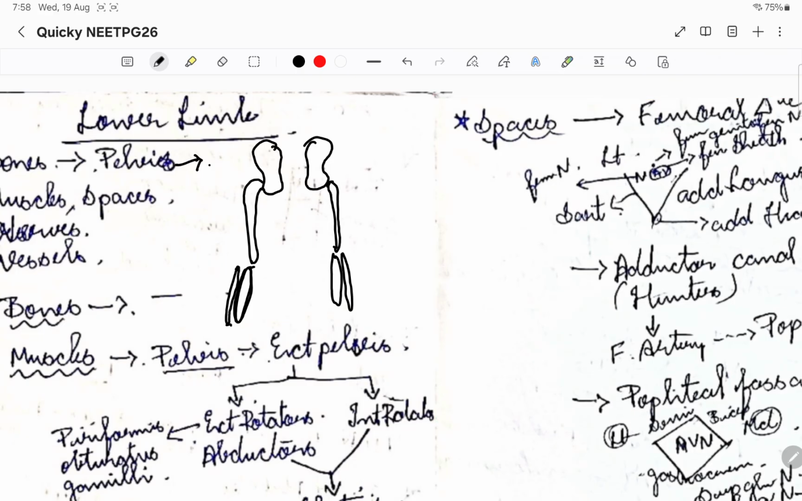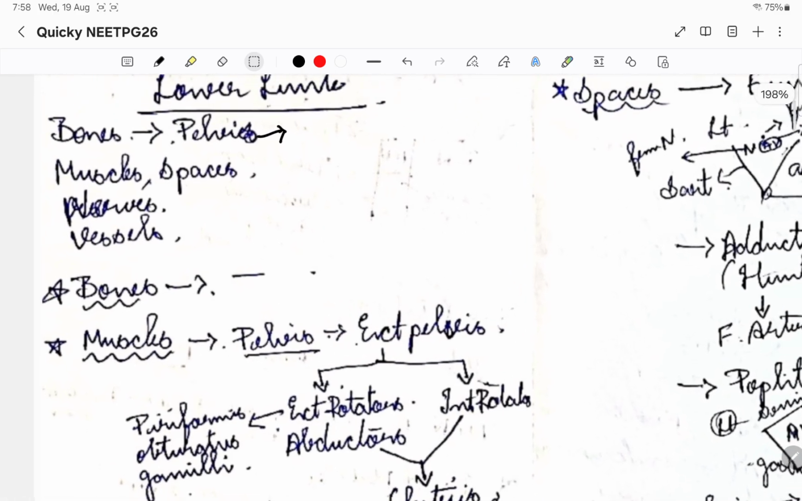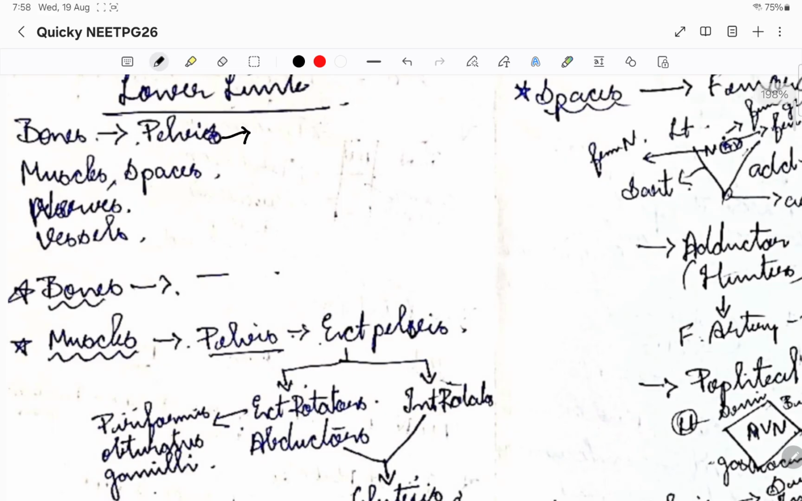Then there are the tarsal bones, just like the carpal bones. Then there are the phalanges. Before that, there are metatarsals and the tarsal bones. So these are the bony structures that are there in the lower limb. That is all and everything you need to know. Not much importance is given to bones of the lower limb other than the pathological part, which we will be discussing in orthopedics.